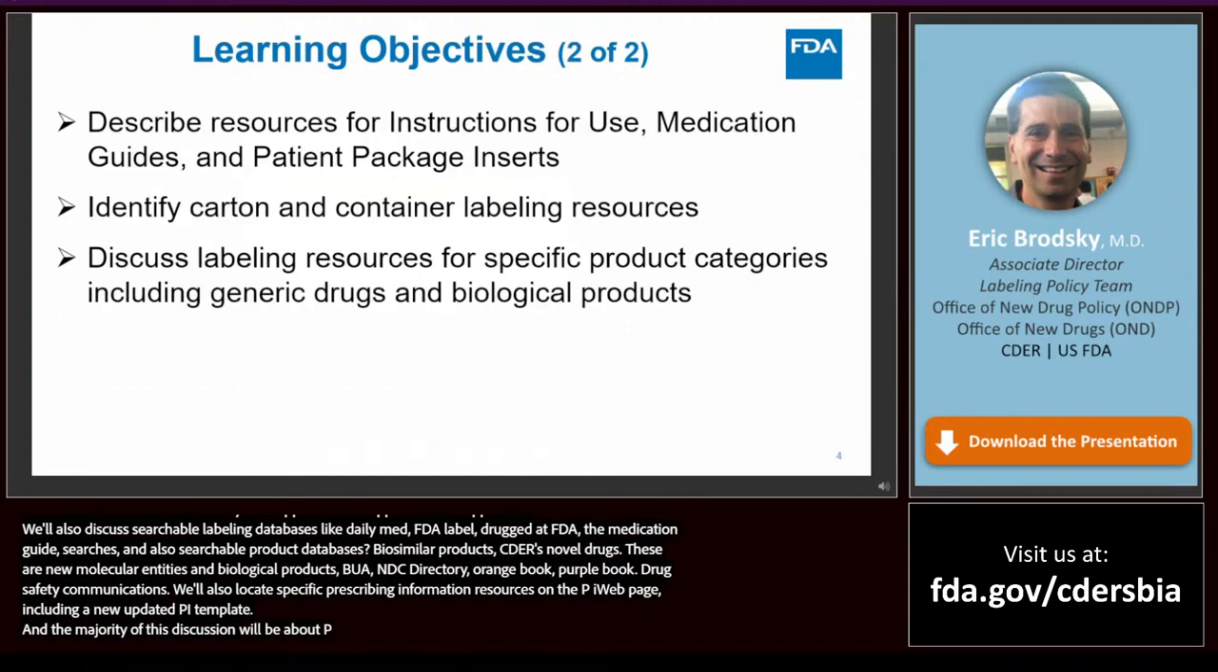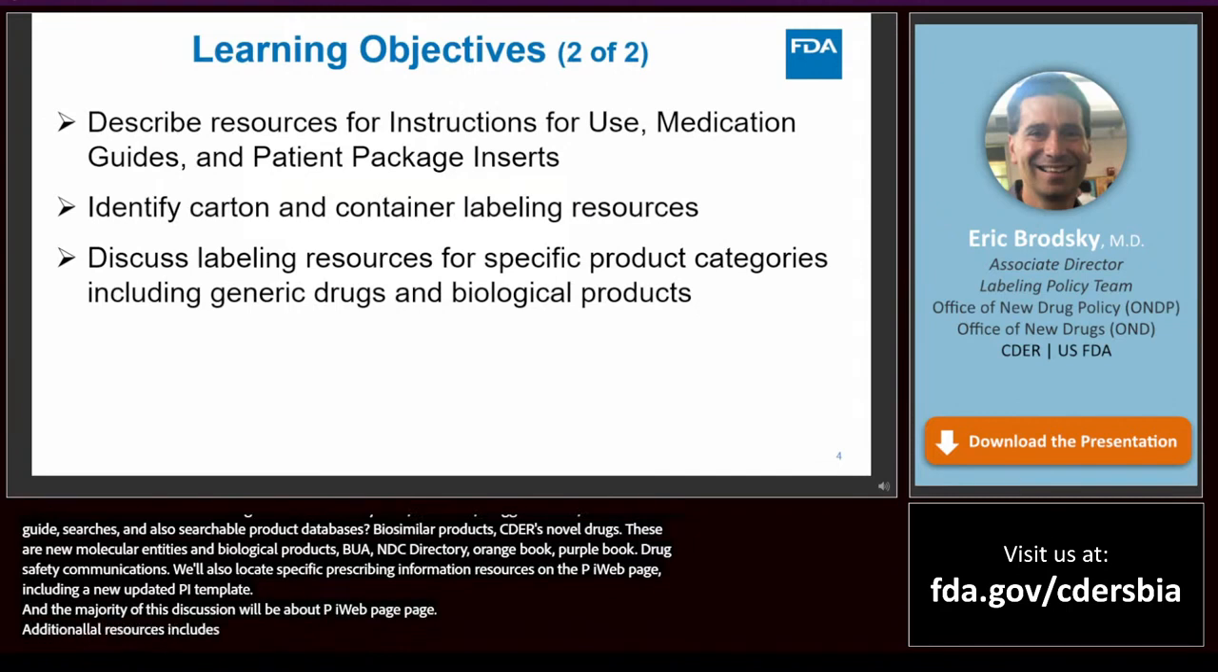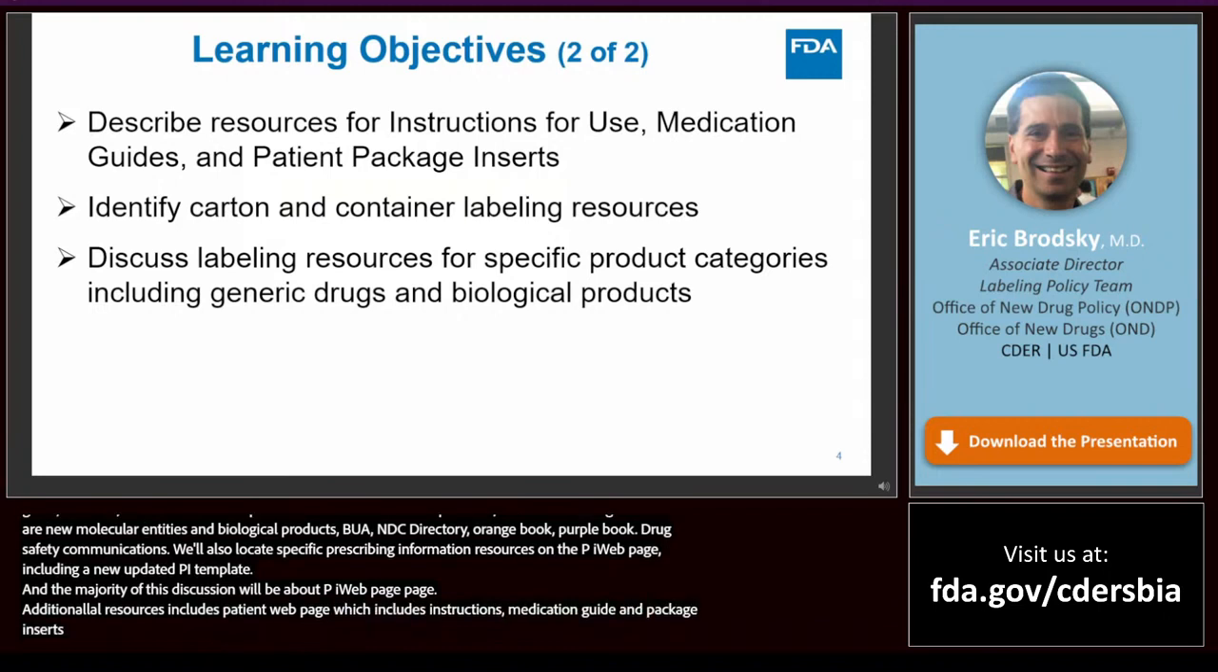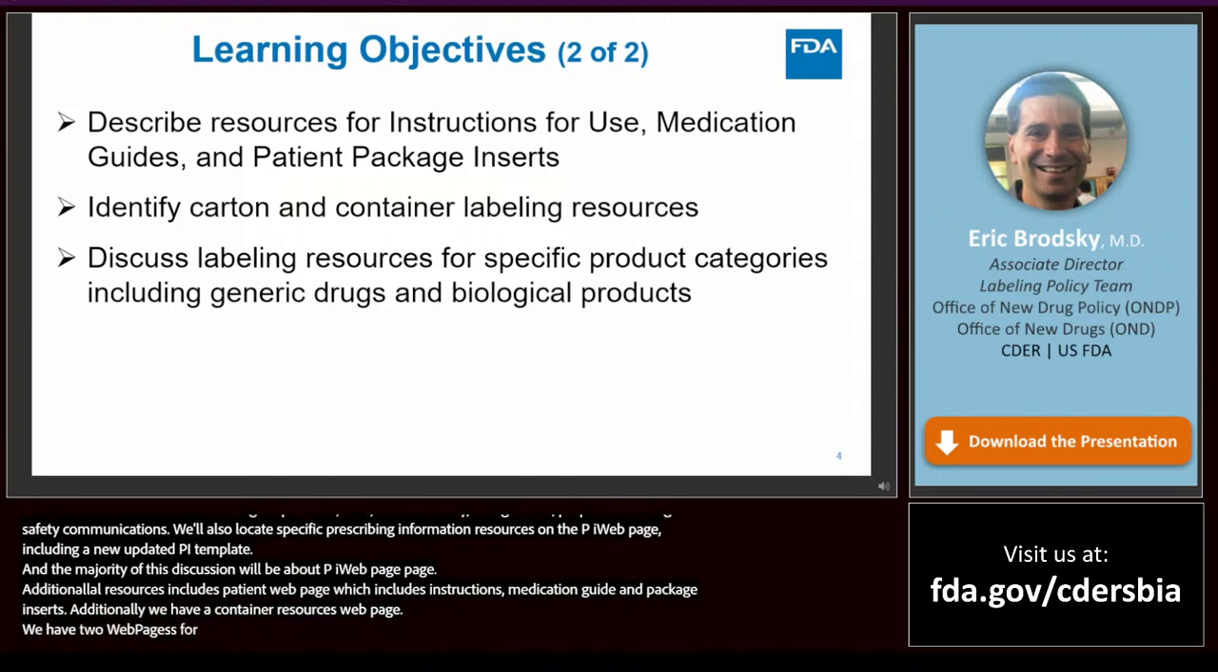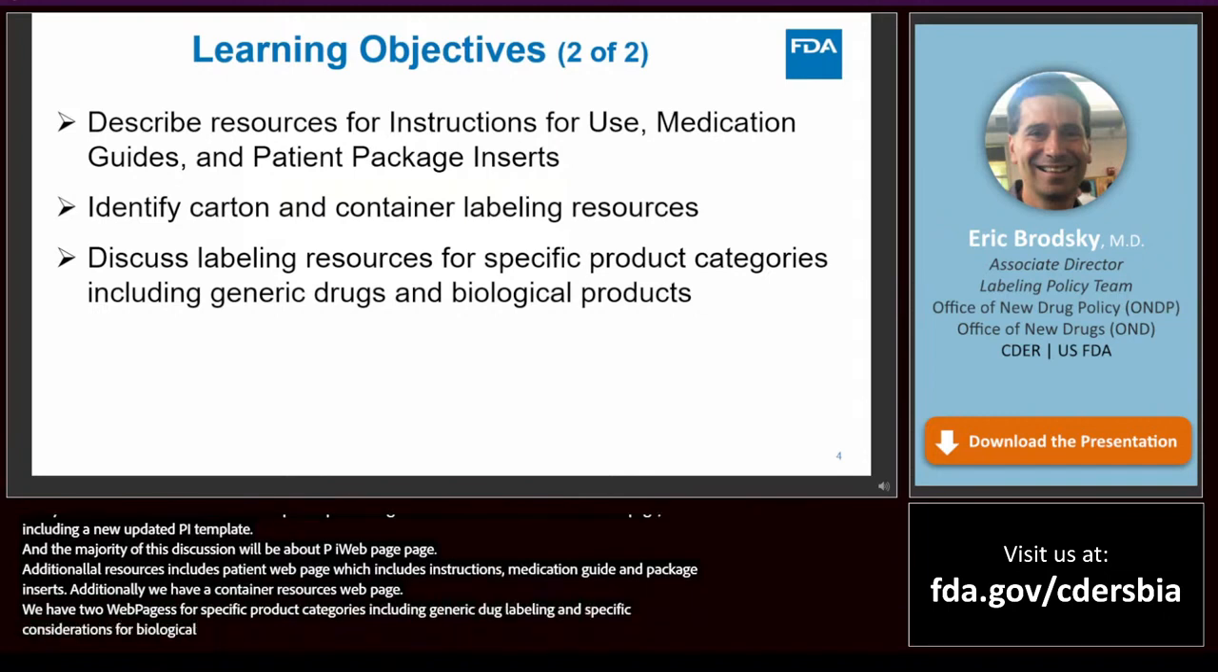Additional resources include our Patient Labeling Resources webpage, which includes instructions for use, medication guides, and patient package inserts. Additionally, we have a carton container labeling resources webpage. We have two web pages for specific product categories, including generic drug labeling and specific considerations for biological product labeling, such as non-proprietary naming and biosimilar interchangeable products.